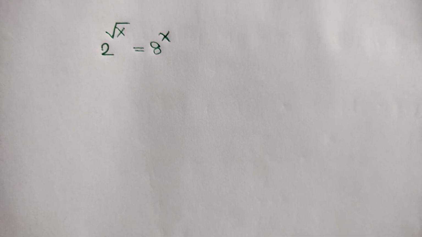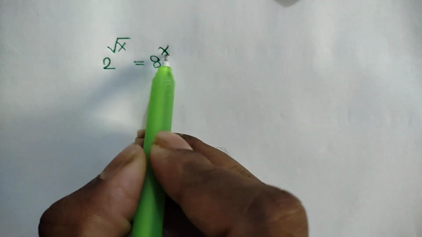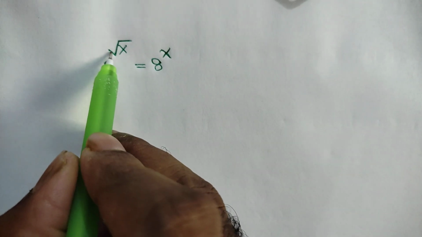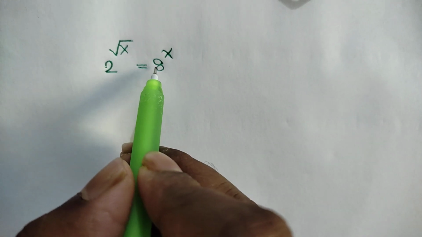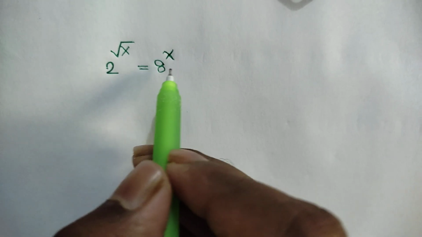Hi everyone, in this video I am going to show how to find the value of x where 2 to the power square root of x is equal to 8 to the power x.